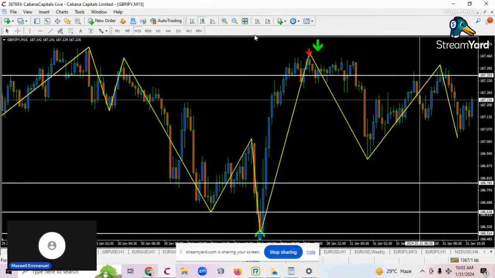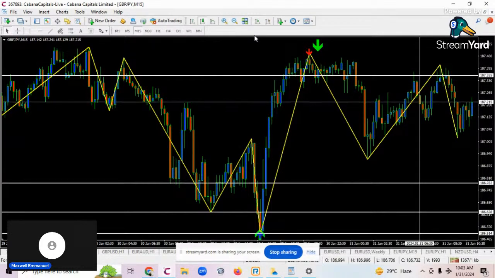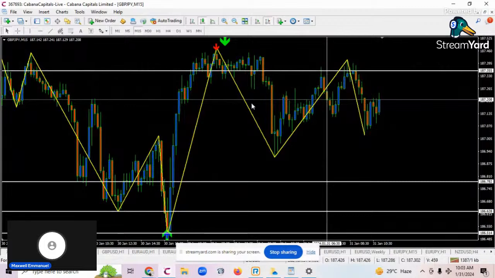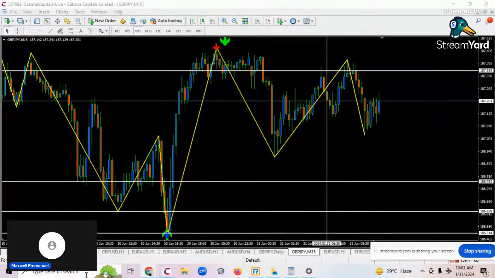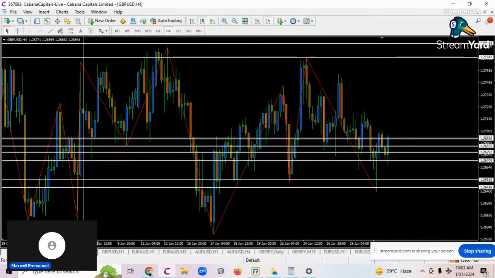Okay, so we're going to start with the major forex pairs. First pair we'll be looking at is the GBP USD pair. Let's see what we have on GBP USD. If you have anything you want us to analyze together, drop it in the comment space. Let me delete all these lines.